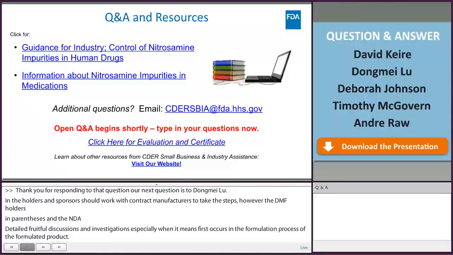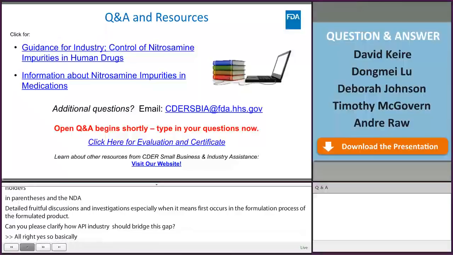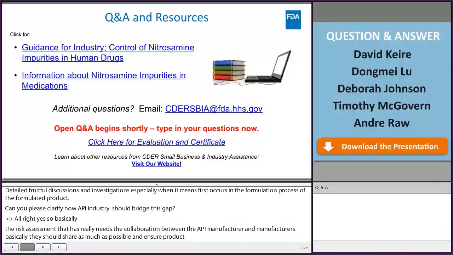All right. Yeah, so basically, the risk assessment really needs a collaboration between the API manufacturer and the drug product manufacturers. And so basically, they should share the information as needed, as much as possible, to ensure the final product quality. So please also see ICH Q10, the Pharmaceutical Quality System Guidance, for more information. Yes, collaboration is definitely needed. It is strongly encouraged. Thank you.